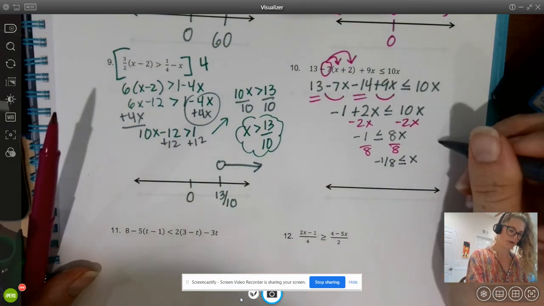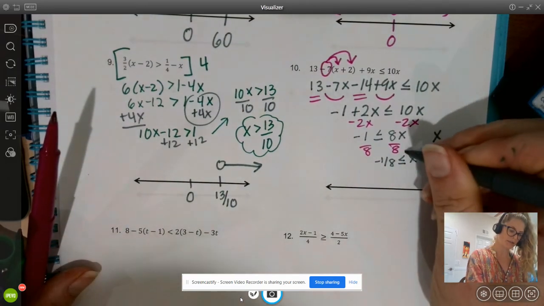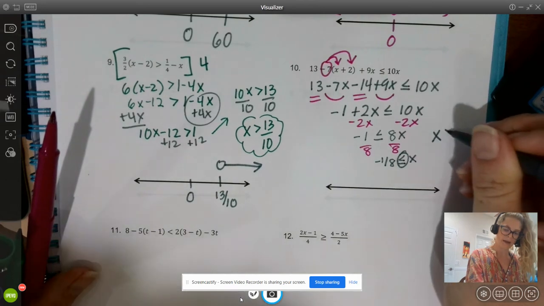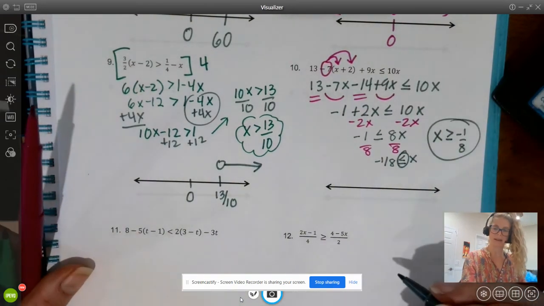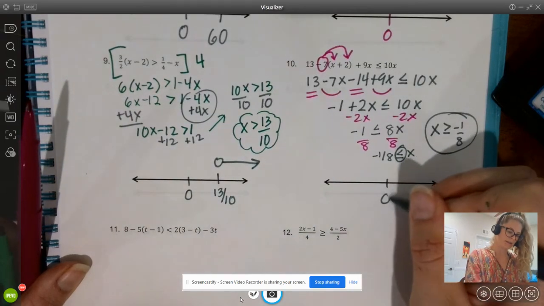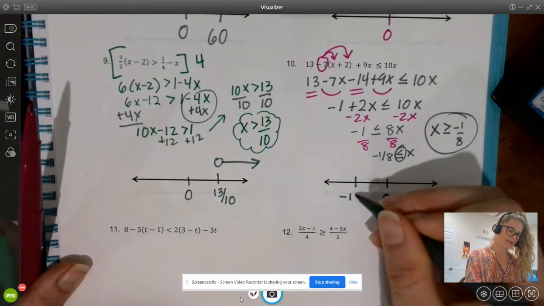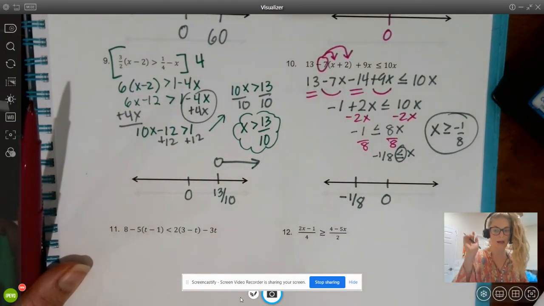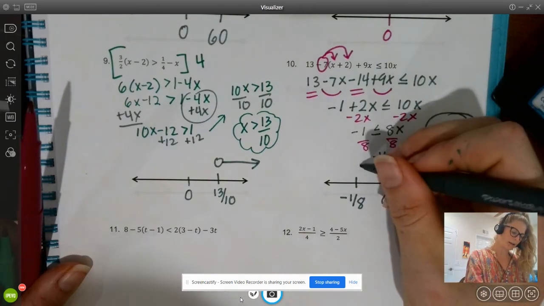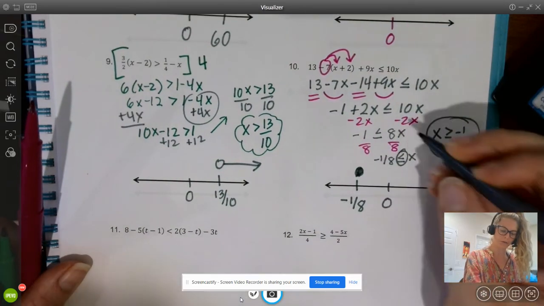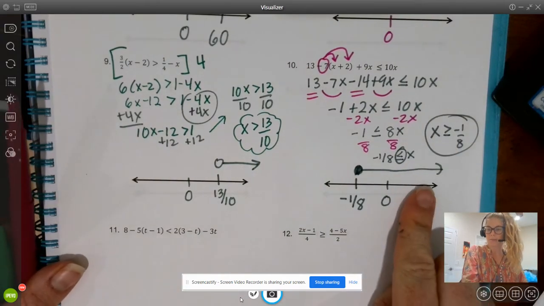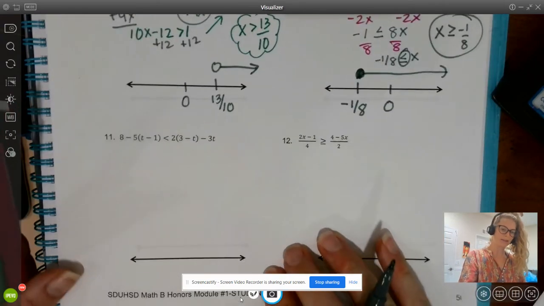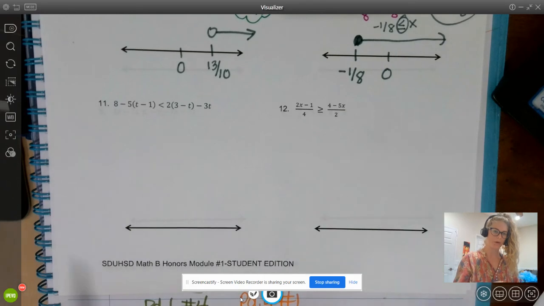Of course, I want to know what x is, though, so I'm going to switch the sides and flip my symbol. X is greater than or equal to -1/8. My final answer, my solution set. Put in 0, put in my boundary number, and notice it's a negative, so it's to the left of 0. And here it's going to be a closed circle and shading to the right because x is greater than, and that's where numbers are bigger, to the right. Awesome. 2 more problems to go over.